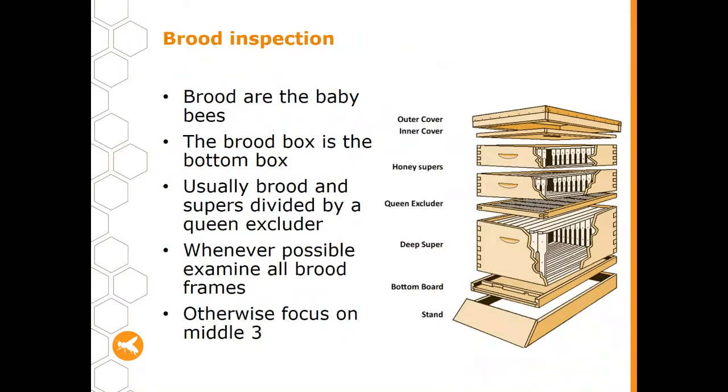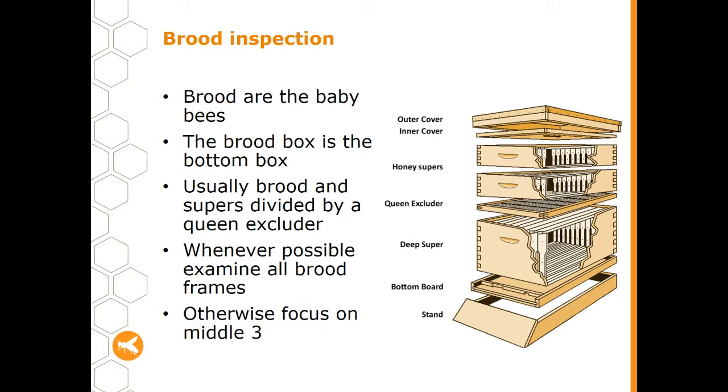So what is a brood inspection? Well, the brood are the baby bees, and the brood are found in the bottom box of the hive. So you've got your lid, you've got boxes on top which have honey in them called supers. Then you'll have a queen excluder that stops the queen going up to where the honey is. And in that bottom box underneath the queen excluder is your brood. That is the part we're going to focus on tonight.